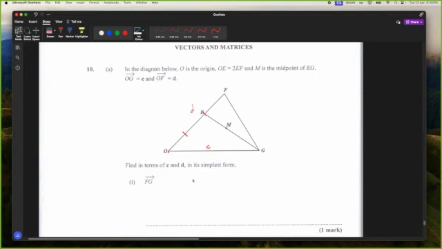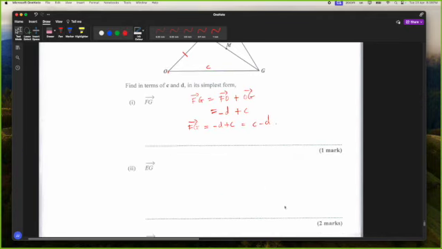In terms of c and d, in the simplest form, find FG. So FG: if you want to drive from F to G, you'll have to drive from F to O and then go from O to G. And we can see F to O is going in the opposite direction, so that'll be minus d and then plus c. So FG is minus d plus c, or you could even write it as c minus d.